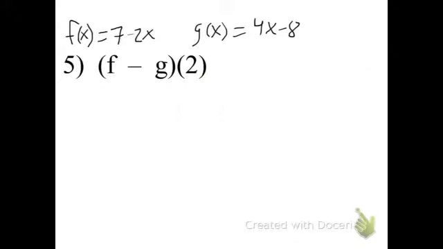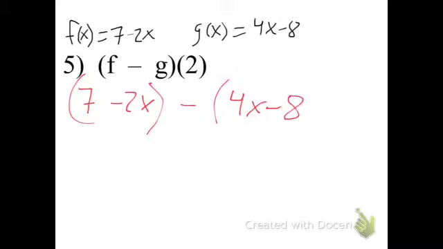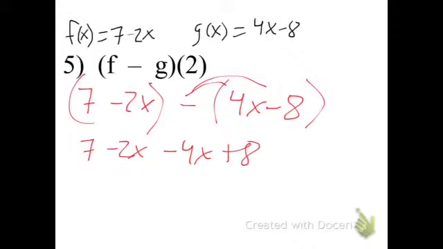Moving on to 5, make sure you put things in proper order as you're figuring these out. And again, there's 2 ways to do it. You can put 2 in now and evaluate, or you can put 2 in at the end. I'm going to just do it at the end. So 7 minus 2x, make sure you distribute your negative. You got minus 4x and add 8. Combine like terms. That gives you negative 6x, and then you got plus 15.